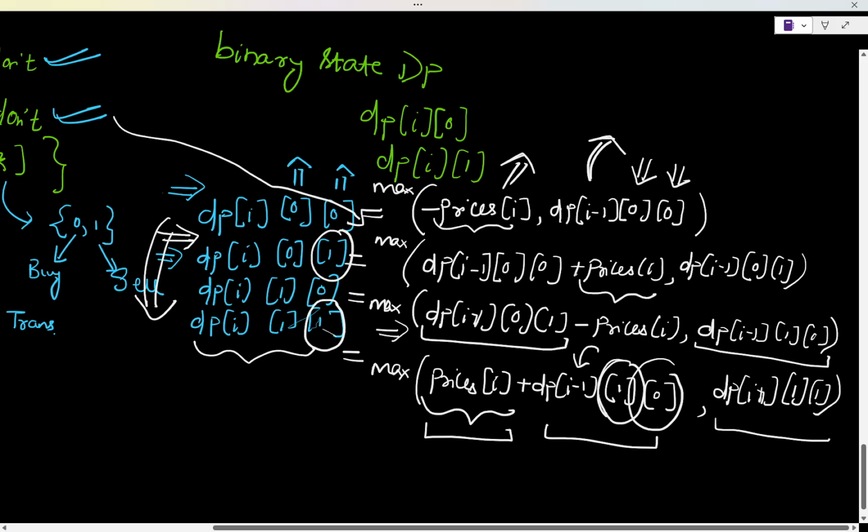That's it for the explanation of the problem. Binary states and correct definition of a DP always makes the problem much simpler. Now let's go through the code quickly.